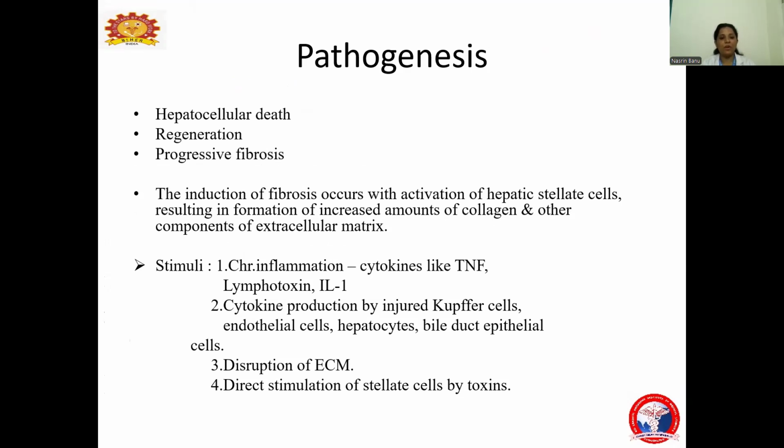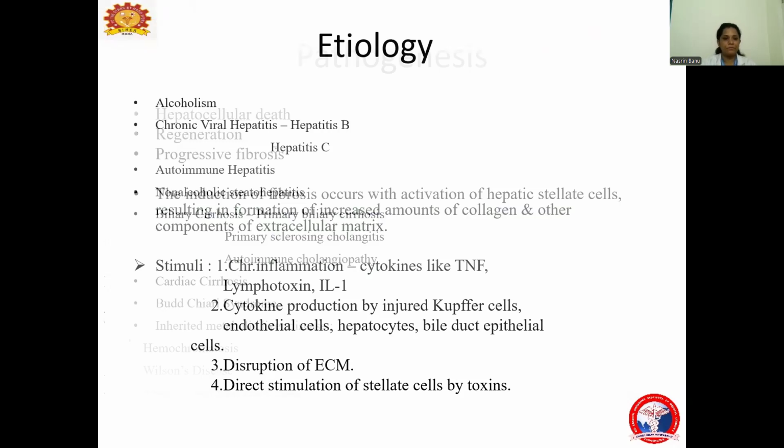Stimulus. First, chronic inflammation occurs due to cytokines like TNF, lymphotoxin, and interleukin 1. The cytokines are produced by injured Kupffer cells, endothelial cells, hepatocytes, and bile duct epithelial cells. Then there is disruption of the endothelial capillary membrane. Then there is direct stimulation of the stellate cells by toxins.